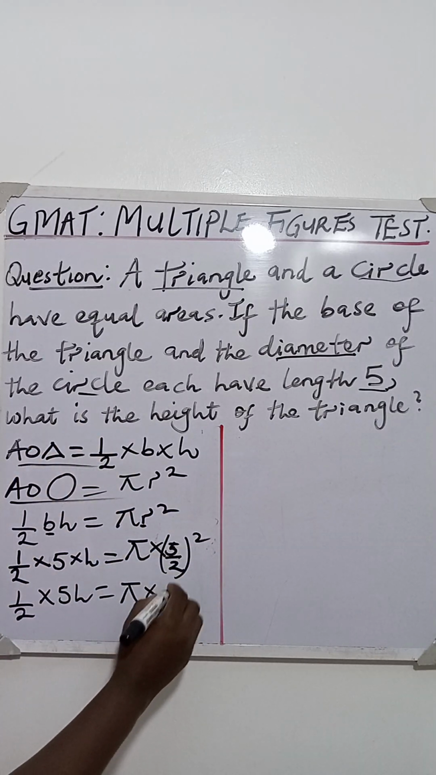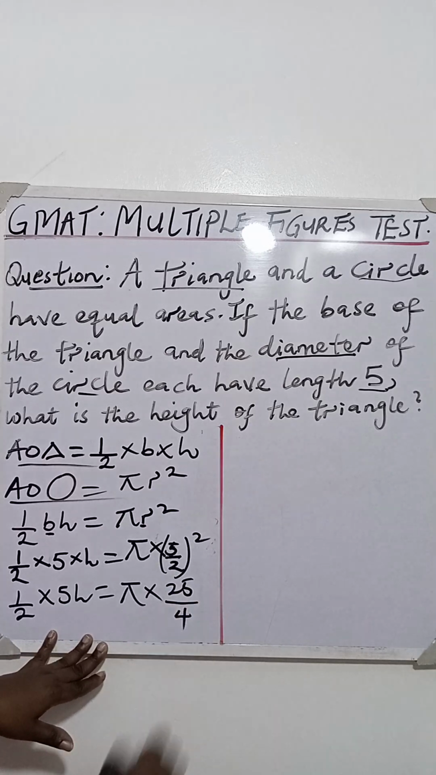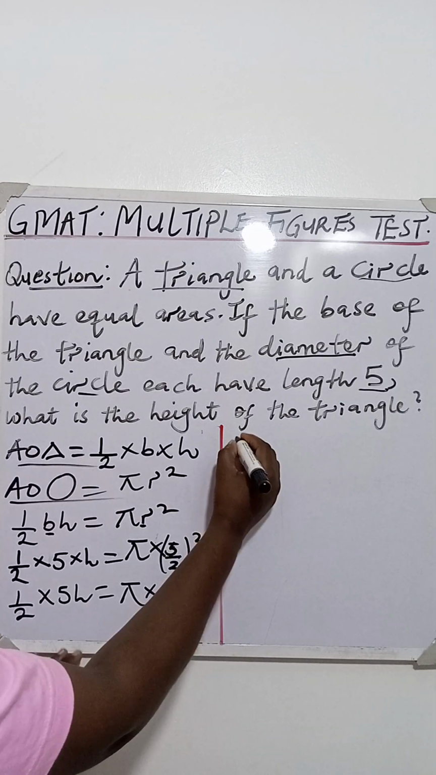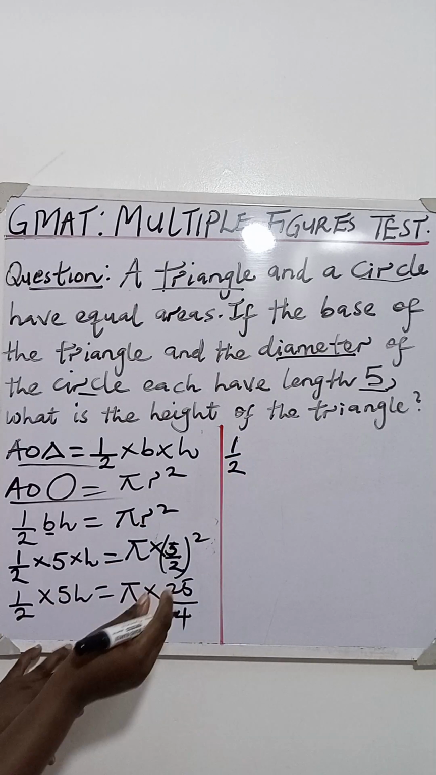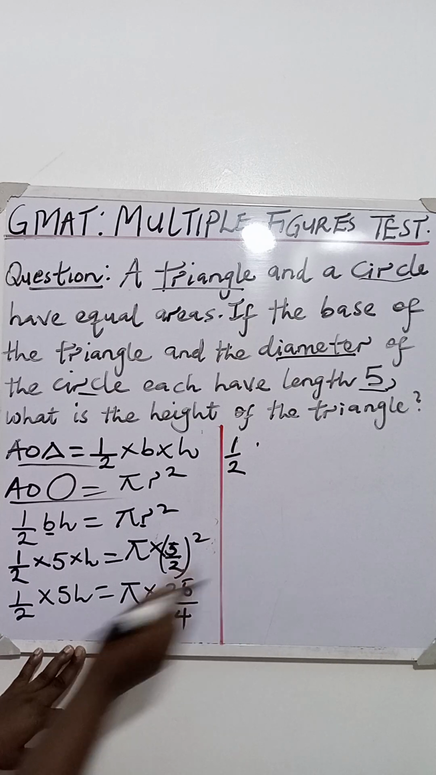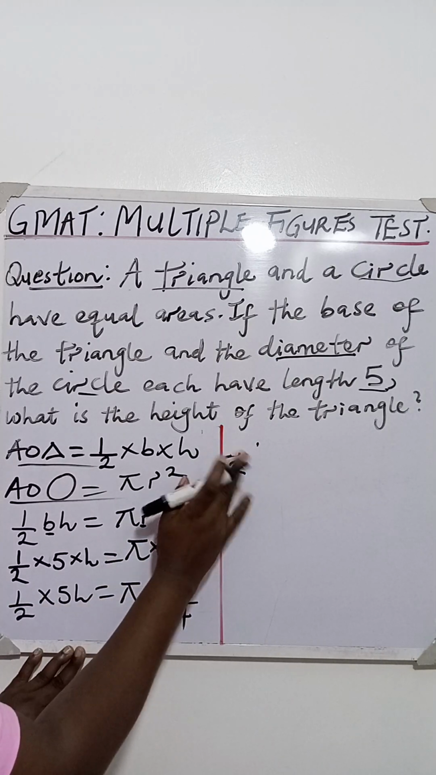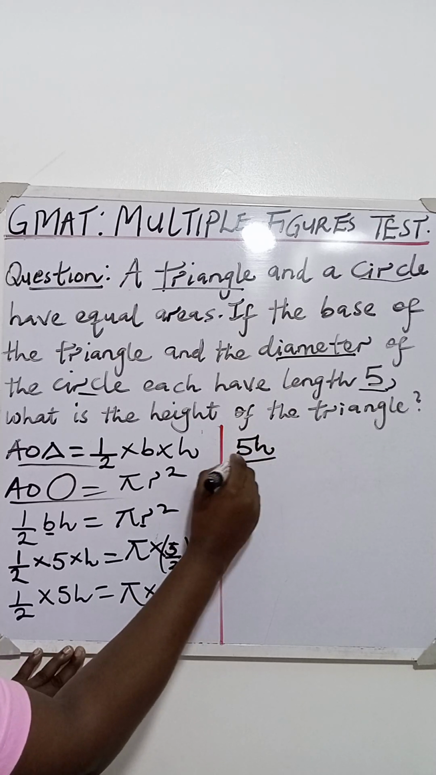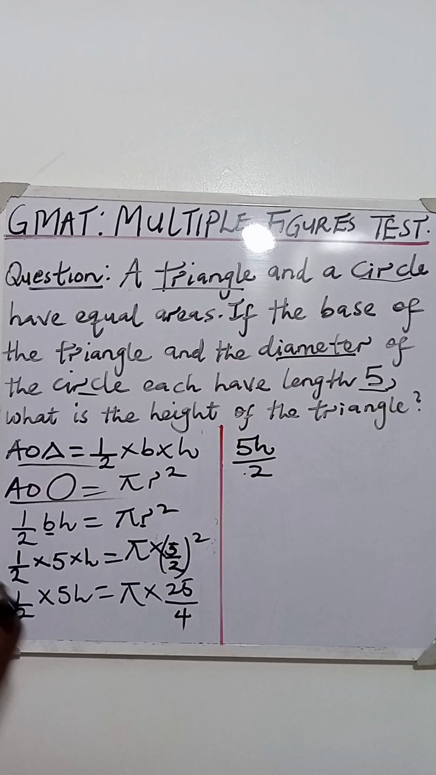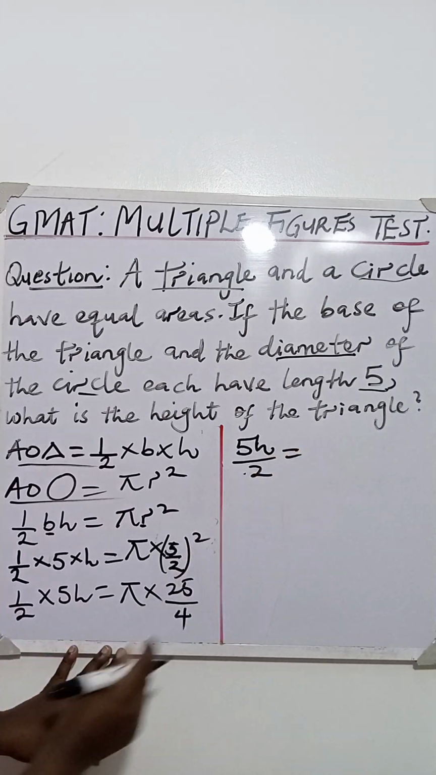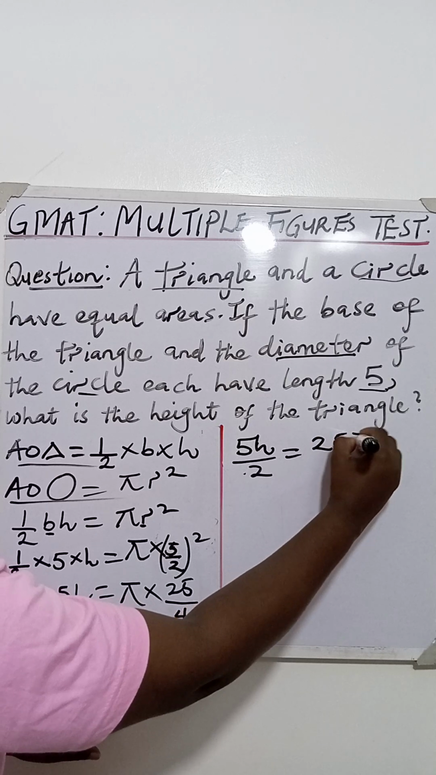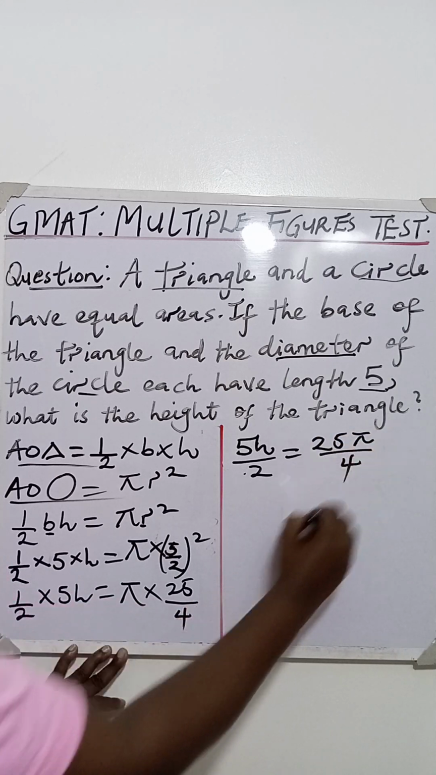That's 5 times 5, right? That's 25, divided by 2 times 2, that is 4. Good. So having that in mind, we have 1 over 2 times 5h, or we can just say 1 times 5h is 5h. So let's just write that straight up. So we have 5h all over 2. Okay, so it equals to what? Pi times 25, that is 25 pi divided by 4.